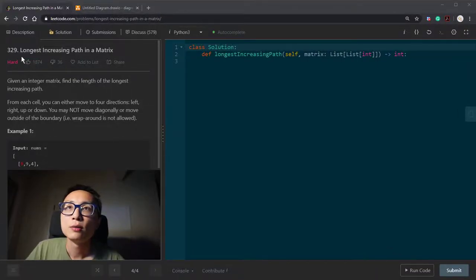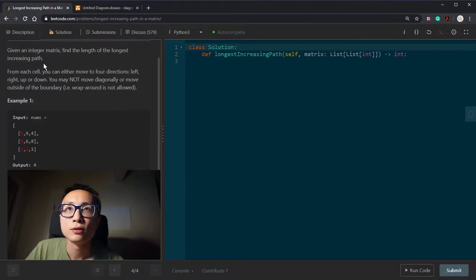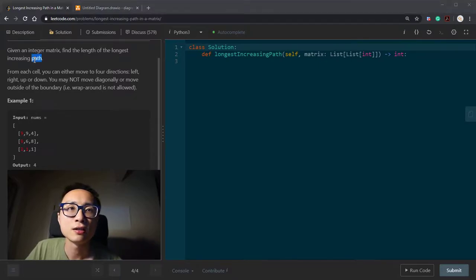Hey, hello there. Today I'm looking at question 329, longest increasing path in a matrix. So we have an integer matrix, a 2D matrix, and we want to find the length of the longest increasing path inside this matrix. The path is a sequence of locations in the matrix that are connected by the four directional moves. So we can go up one row, go down one row, go to the left column or go to the right column from any given position inside the matrix.